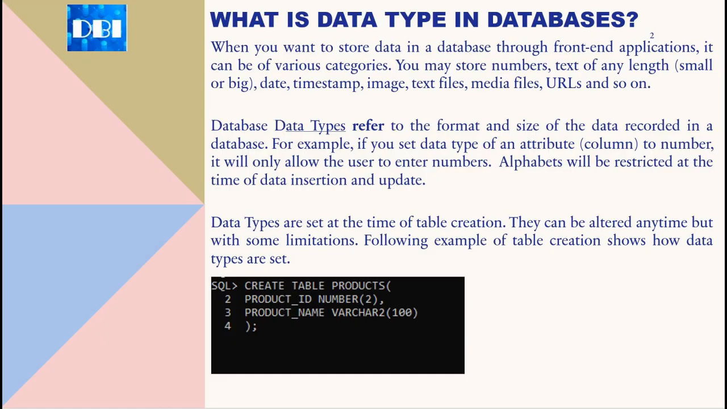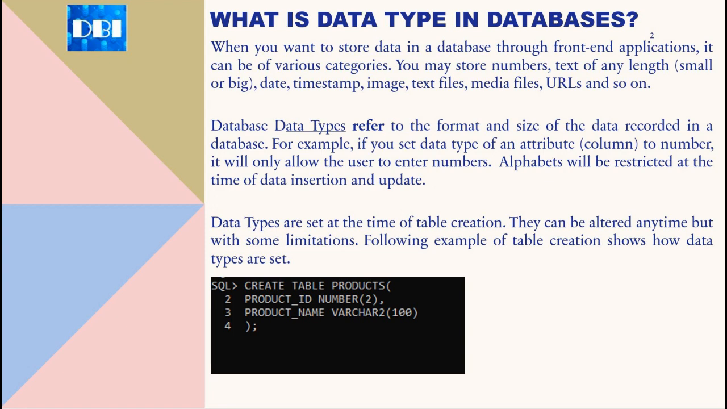What is data type in databases? When you want to store data in a database through front-end applications, it can be of various categories. You may store numbers, text of any length, small or big, date, timestamp, image, text files, media files, URLs and so on. Database data types refer to the format and size of the data recorded in a database.